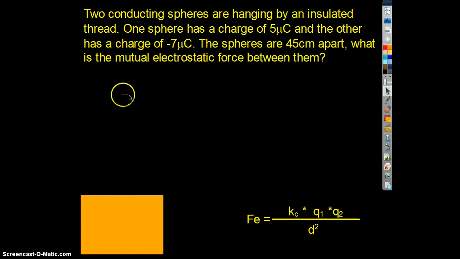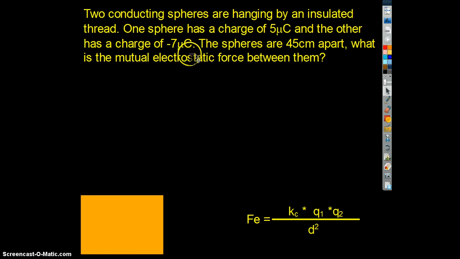When we look at the word mutual, we need to think about what that means for us. Is this charge pushing upon that, or rather pulling upon that charge? The answer is yes. Is this one pulling on that one? Yes, it's mutual. They're both doing it. Electrostatic is what we're studying, electrostatics.